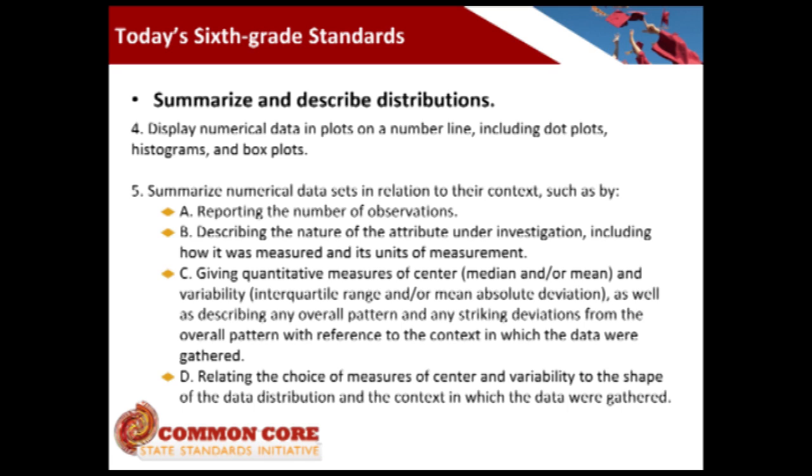This third standard here, this 5C, is where we get very specific about which measures of center, median or mean, and variability. So we're looking at the interquartile range, and so if children, that logically leads us to believe they have to understand what quartiles are. So we're not just talking about the range of the data, but the interquartile range. Where does the data vary within that middle 50% of values? And then mean absolute deviation, which we're going to talk about in a moment. And then any overall patterns or any outliers.